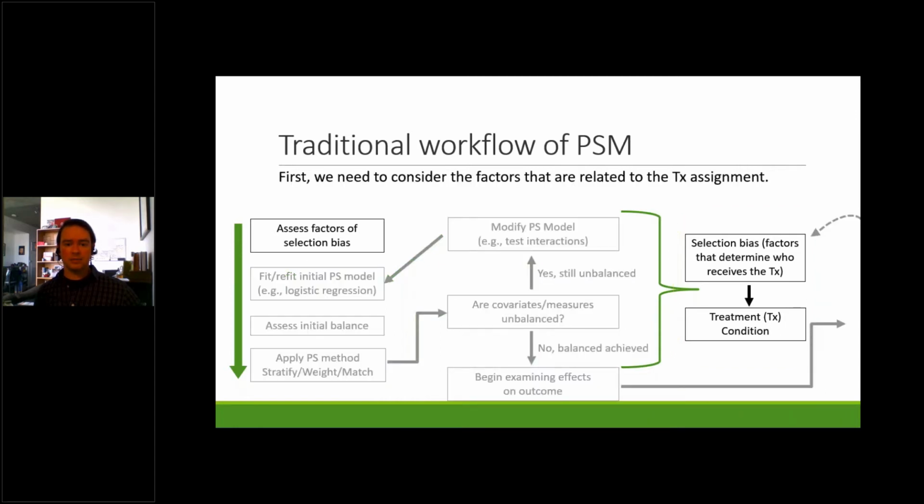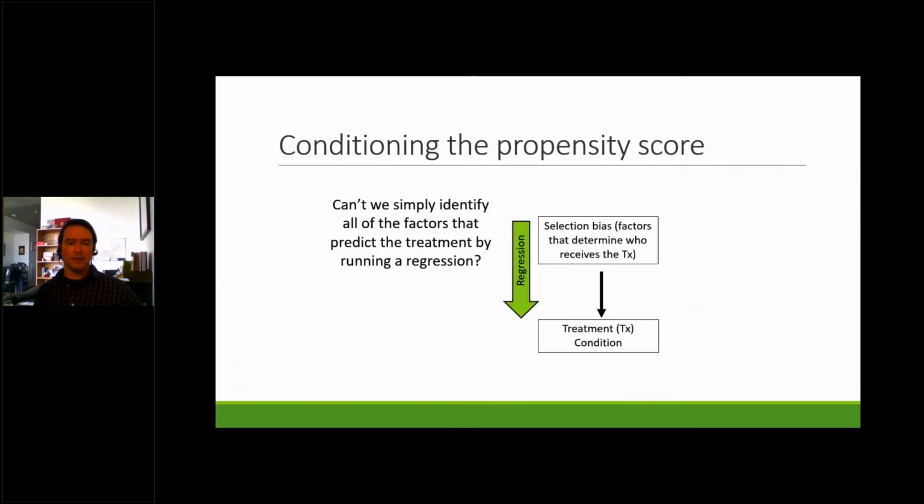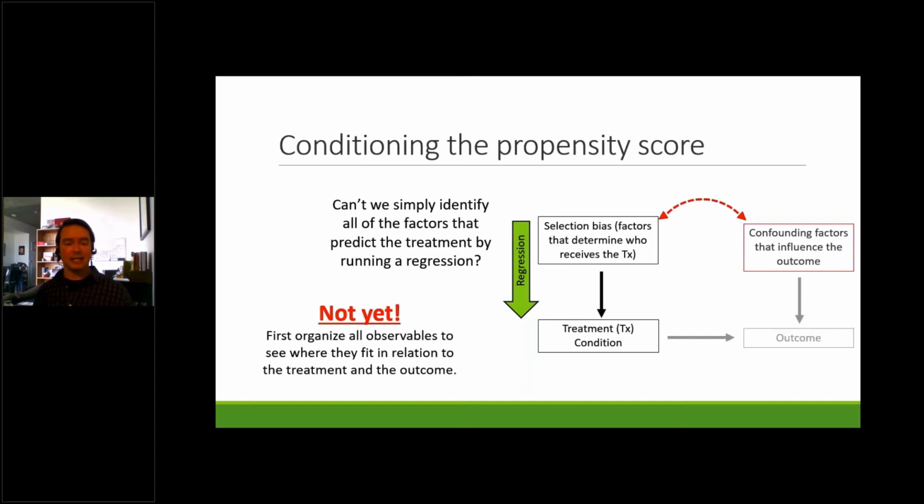First, we need to consider the factors that are related to the treatment assignment. And some of you may be wondering, can't we simply identify all the factors that predict the treatment by running a regression? And to that, I would say, not yet. First, organize all of the observables that you see so that you can see where they fit in relation to the treatment and the outcome. This is easy to forget about because of the way that confounding covariates can play a part in both the treatment assignment and the outcome.